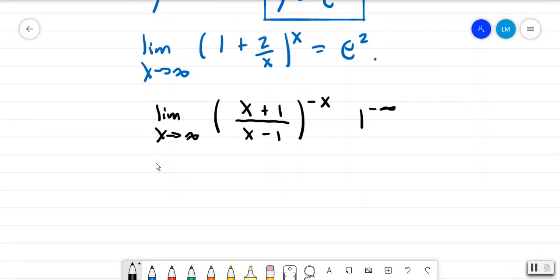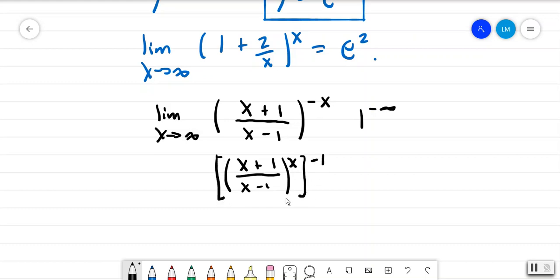You can actually just rewrite it in the following manner, where you say that this is really just (x plus 1 divided by x minus 1) raised to the x. So you could concentrate on just this one, and then note that it's raised to the negative 1. That means you could disregard the negative 1 for a minute and just figure out what this is on its own.